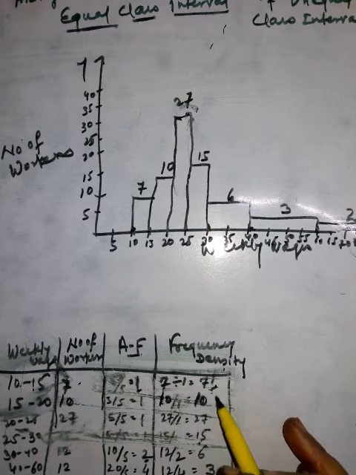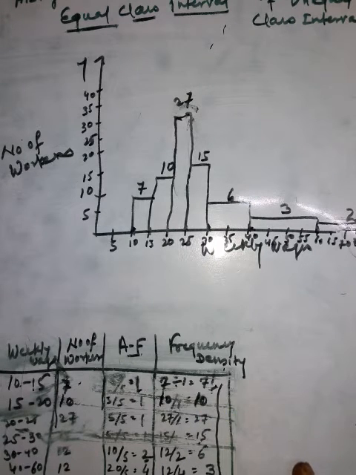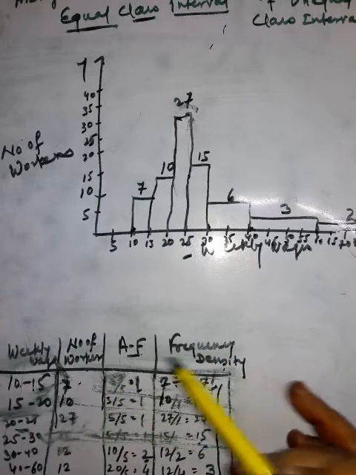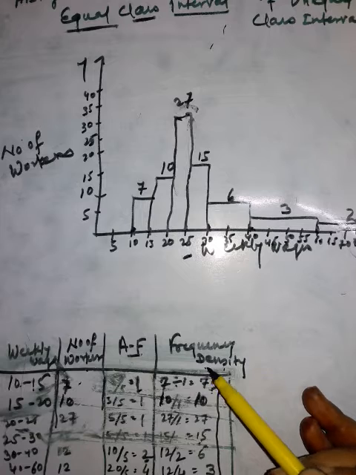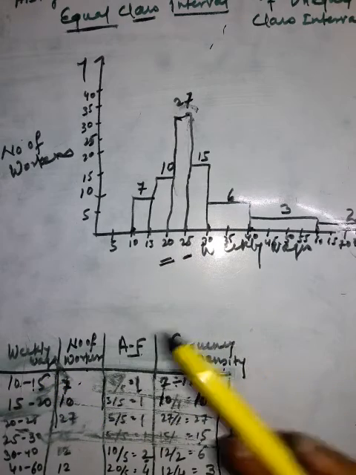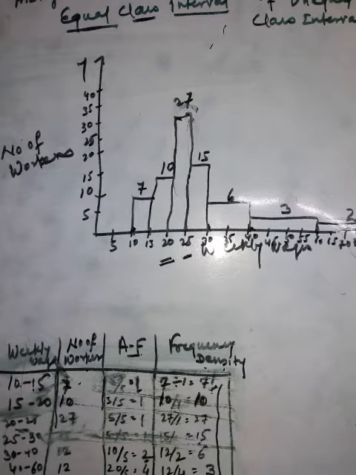Okay, and with this new frequency density you will draw a histogram. You will not take this frequency, you will take frequency density, and that is the class interval, and this way you will draw class interval in unequal class. This is the histogram.